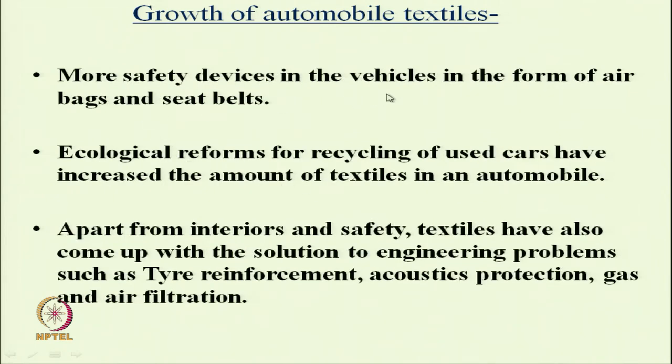More safety devices in the vehicle are there in the form of airbags and seat belts. They are examples of technical textiles, so automotive textiles. Airbags are nowadays very common for private cars, and seat belts are typically required to protect ourselves. It is a statutory requirement to have a seat belt. Ecological reforms for recycling of used cars have increased, that is why textile based composites are used, particularly with thermoplastic matrix, so that they can be recycled again.